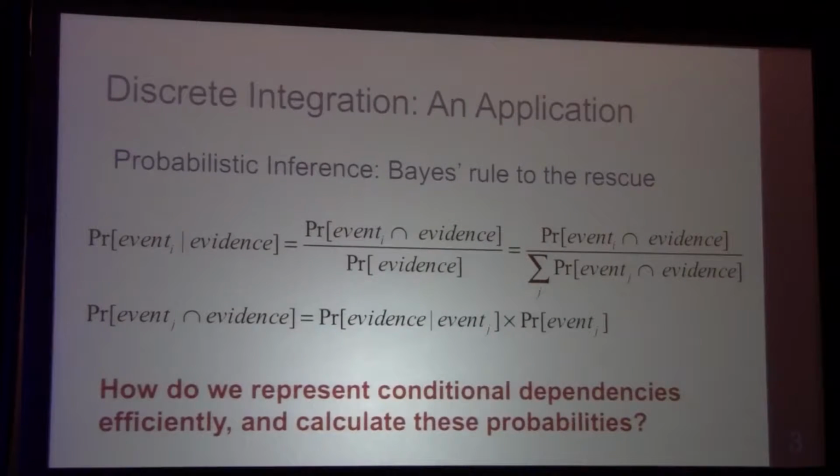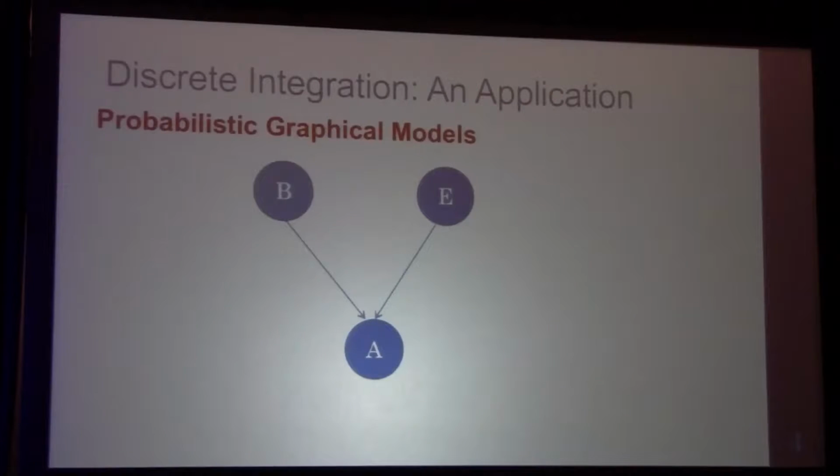So how do we represent these conditional dependencies efficiently, and how do we calculate these probabilities in practice given a particular problem instance? Here is one very popular model, which once again I'm sure that a lot of you have already seen, probably most of you have seen. These are called probabilistic graphical models. Here I have three events: burglary, earthquake, and alarm, and there are dependencies between the events.